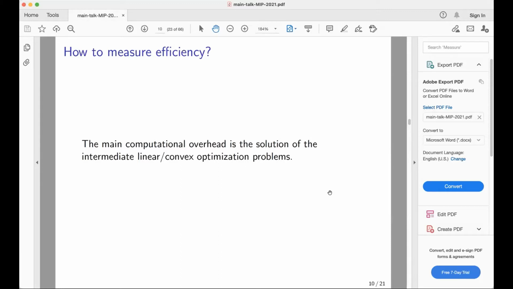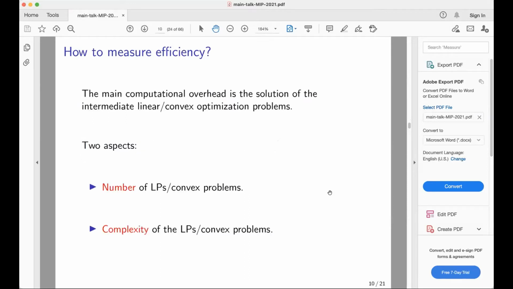Okay. Of course, one can debate this, but that's going to be my setup. So I'm going to focus on two aspects of this. Firstly, how many LPs or convex problems do I solve? That's sort of the first order of complexity. And also, how difficult are these LPs and convex optimization problems? The second thing is a little bit harder to formalize.